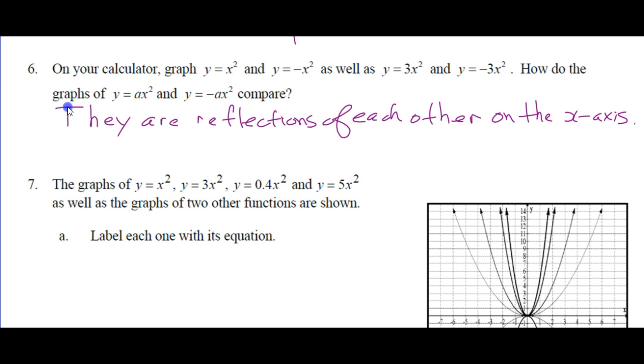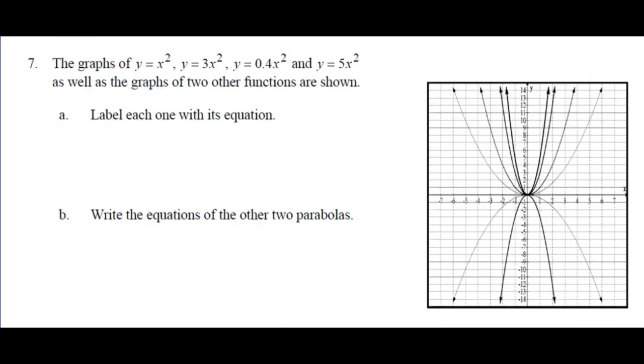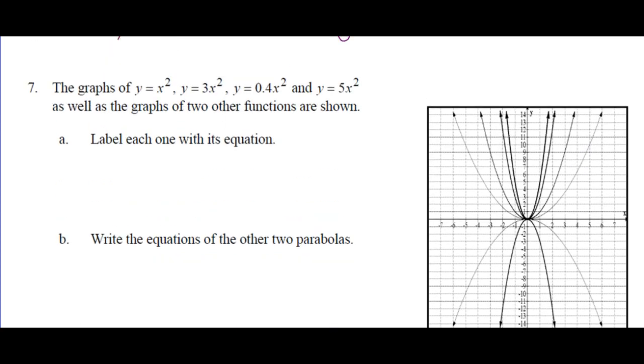The graphs of y equals x squared, y equals 3x squared, y equals 0.4x squared, and 5x squared, as well as the graphs of 2 other functions are shown below. Label each one with its equation. Okay, well, how are we going to tell what's what? X squared would go 1 to 1 and 2 to 4. Okay, 1 to 1. So this guy must be y equals x squared then, right? So then, what's this guy? The innermost.